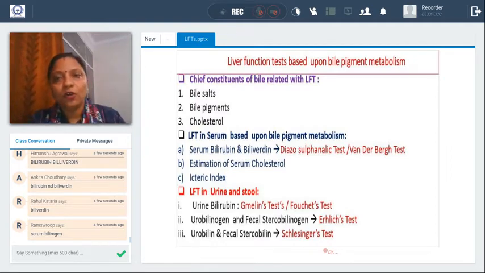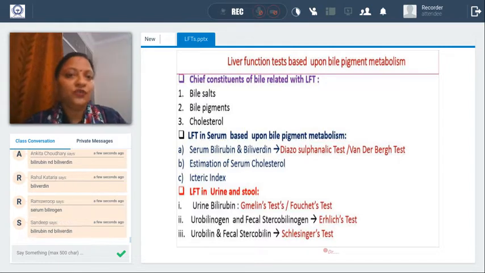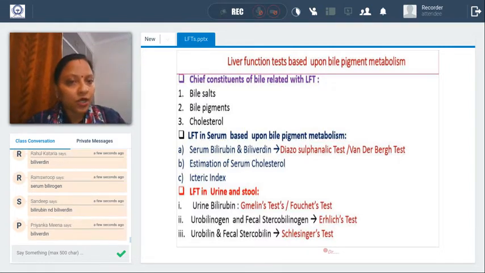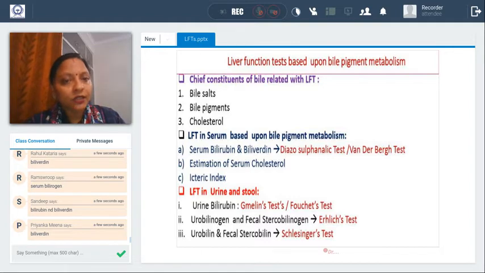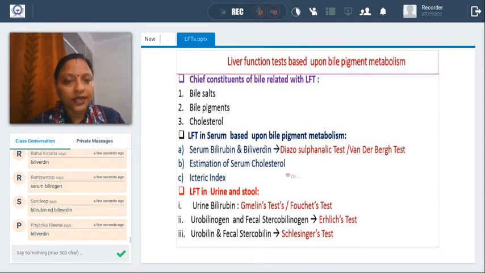Liver function tests based upon bile pigment metabolism. First, you all know the constituents of bile: bile salts, bile pigments, and cholesterol. LFT in serum based upon bile pigment metabolism are serum bilirubin and biliverdin, diazo sulfonic test, or we can say van der Bergh reaction or van der Bergh test. Next is estimation of serum cholesterol by various methods. Icterus index, we will discuss in later slides.